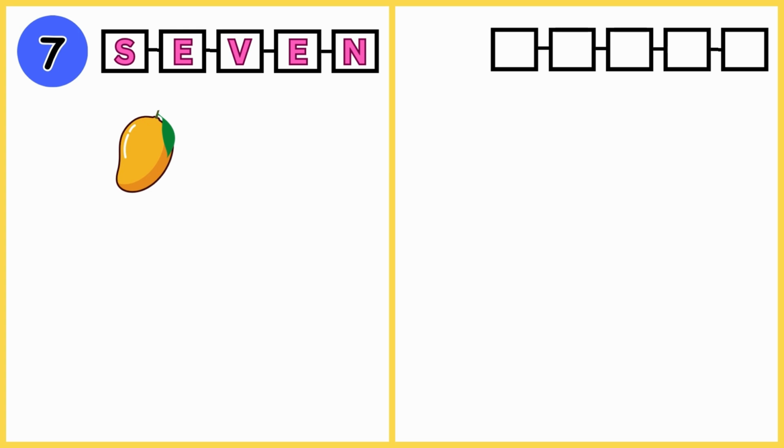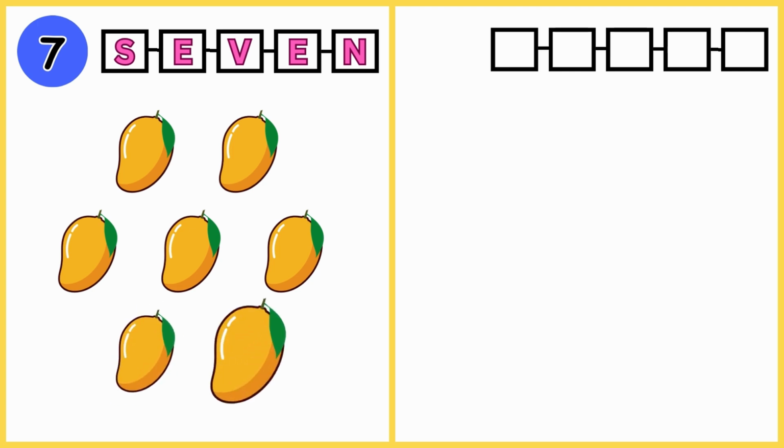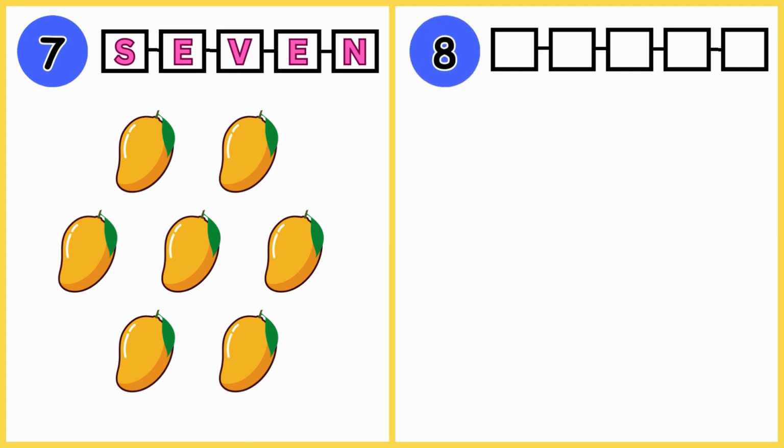1. 2. 3. 4. 5. 6. 7. 8. Let's spell it. E, I, G, H, T.